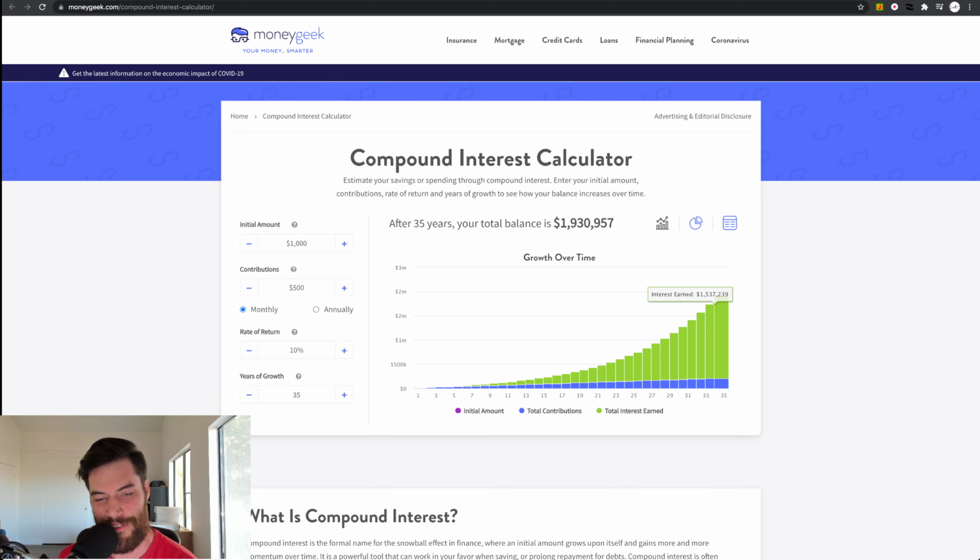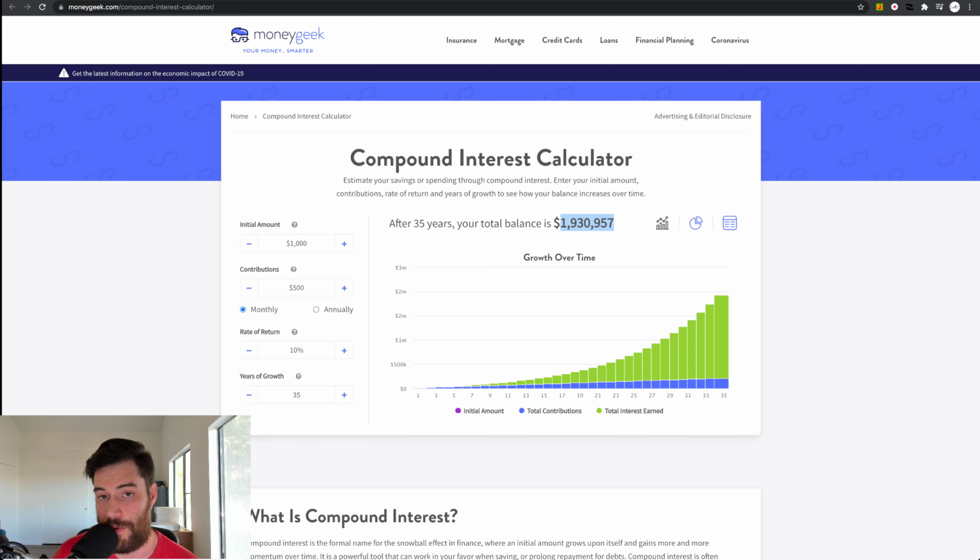So this is just $500 a month, starting with opening your account with $1,000 at 10%, which follows the S&P 500, for 35 years. You will have put in $210,000 yourself, but you'll have gained $1.7 million in interest. Almost $2 million you'll have at the end of 35 years with $500.